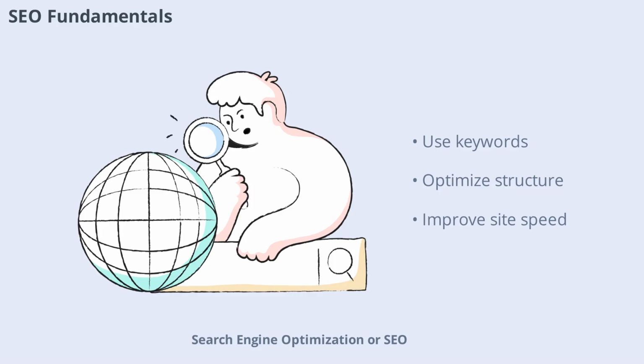Search engine optimization, or SEO, helps your website rank higher in search engine results. This involves using relevant keywords, optimizing page structure, and improving site speed. Good SEO practices make it easier for users to find your site and increase your online visibility. Let's explore some fundamental SEO techniques for web developers.